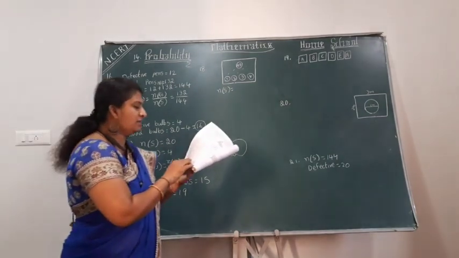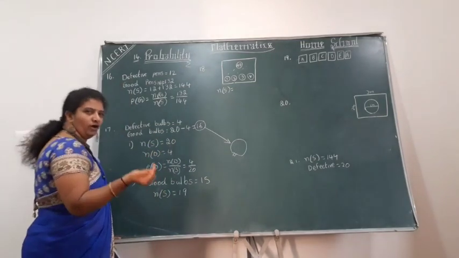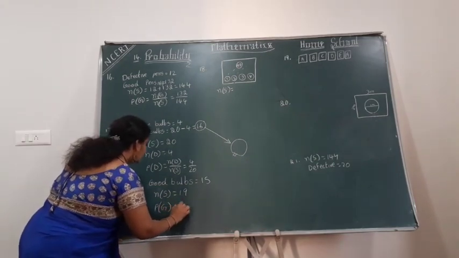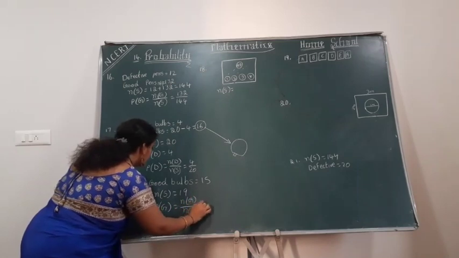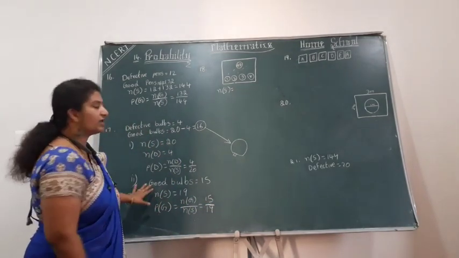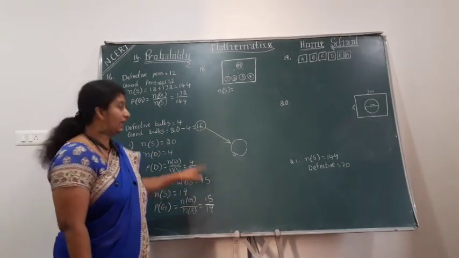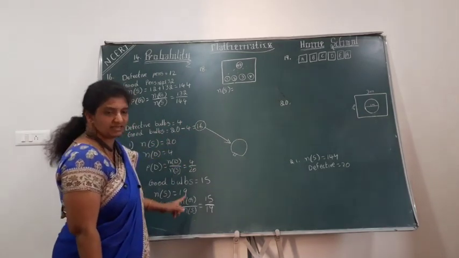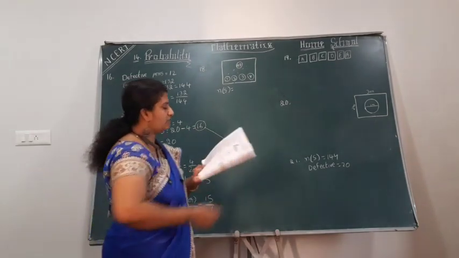N of S is equal to 19. And your question here: what is the probability that the bulb is not defective? Not defective, we know it is a good bulb. So the probability of getting a good bulb is equal to the number of good bulbs by the total number of sample spaces. That is 15 by 19. Understand the question here. Most of the children will do it wrong, writing 16 by 19. There they gave a clue: one bulb is taken out and not replaced in the lot. Is this clear? What is your next, 18th problem?